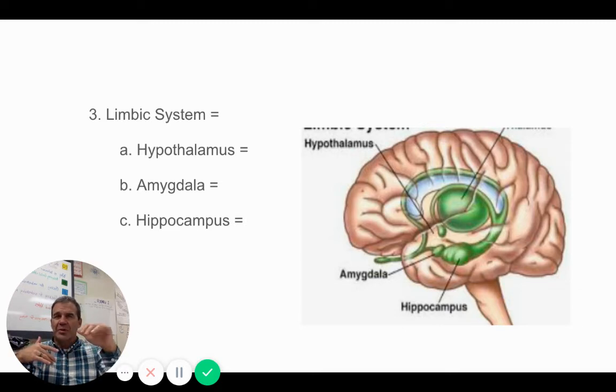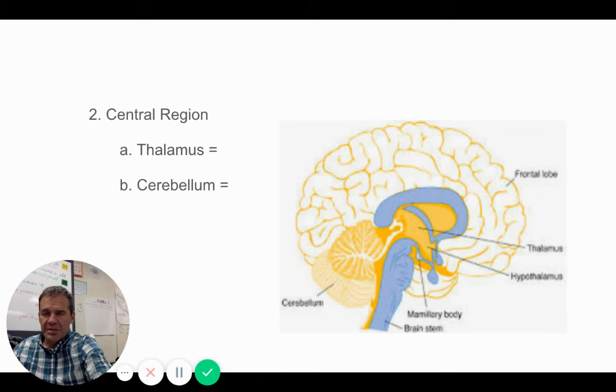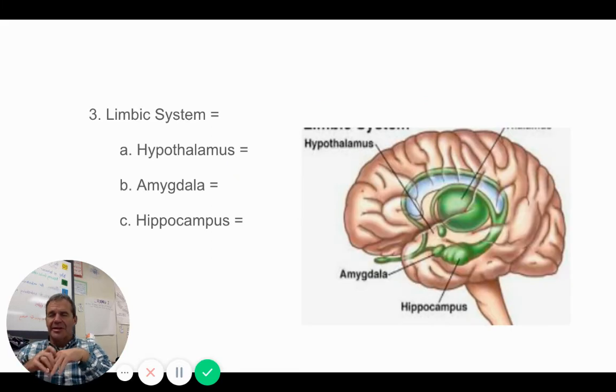You should probably know, going back here, that the thalamus and the cerebellum are part of the central region. I would know that these are part of the brainstem, but I would definitely know that these 3 are part of the limbic system. And one way I remember is just HA, H-A-H.